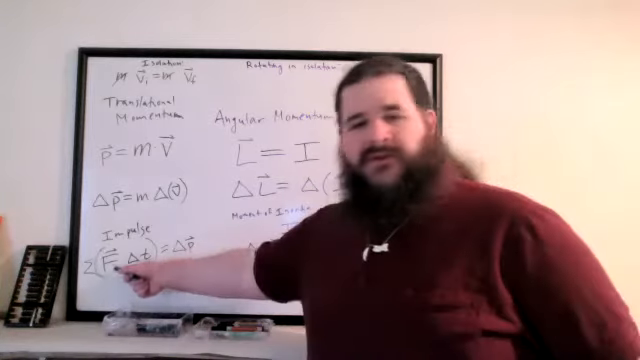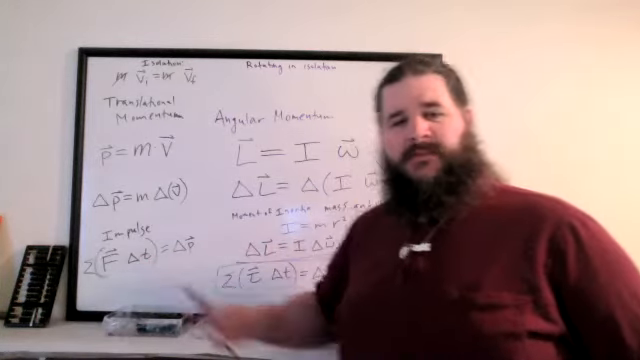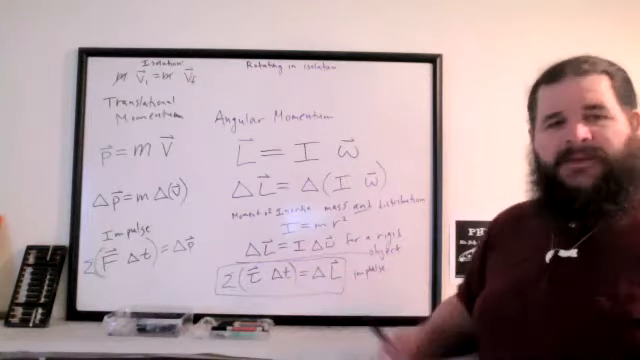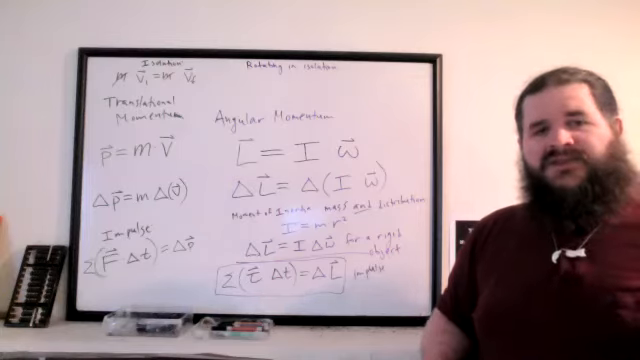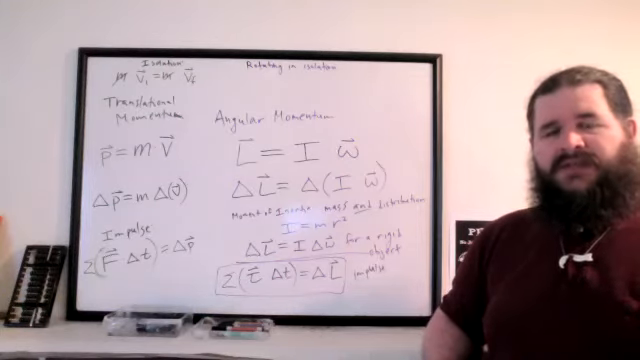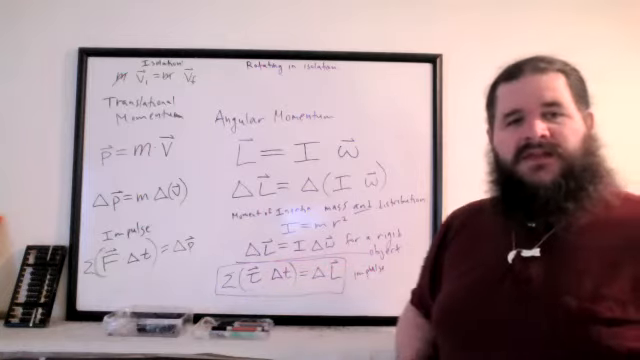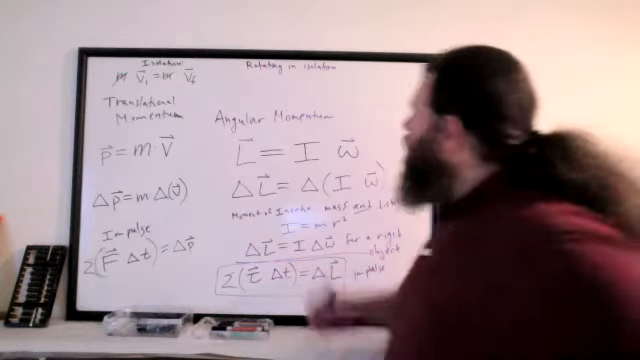You apply a force for some amount of time, you're changing the translational momentum of the object. You apply a torque for some amount of time, you're changing the angular momentum of the object. Again, same structure of the equation, just a different meaning of the variables. So if there's no torque, then we can assume that the angular momentum of the object does not change.